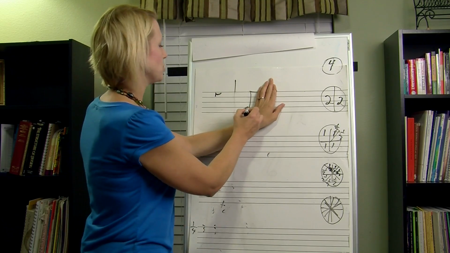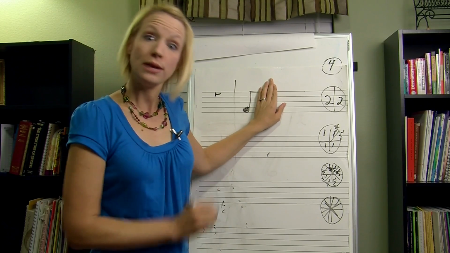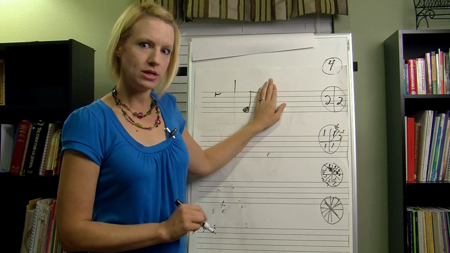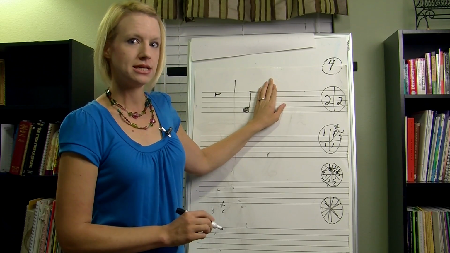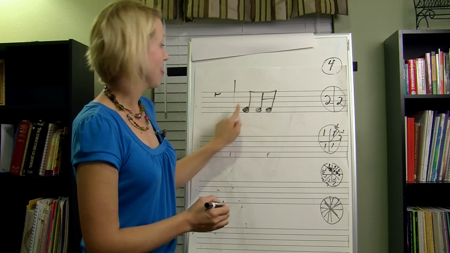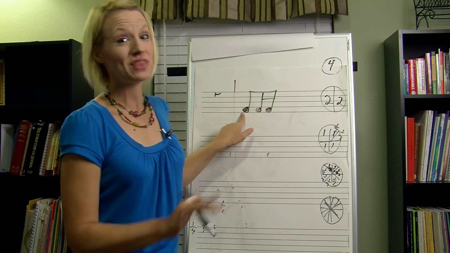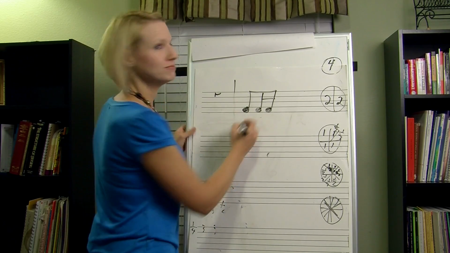If you take the first part of this note, there's one beam on the top. So what kind of a note is that? That is an eighth note. That eighth note we said is not worth an eighth of a beat. It's worth half of a beat.